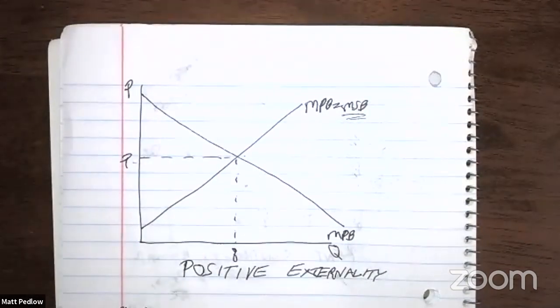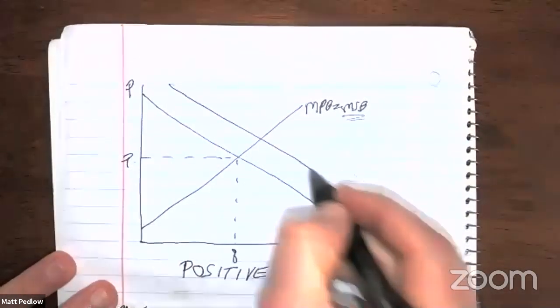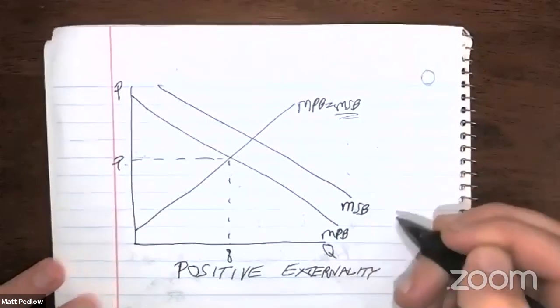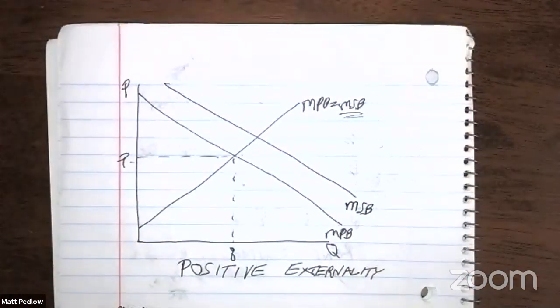But if you go back to what we just talked about, the fact that we are not producing enough of the good, here's what you're going to do in a positive externality. Draw a new demand curve, right? Label it marginal social benefit. So now let's look at a couple things.